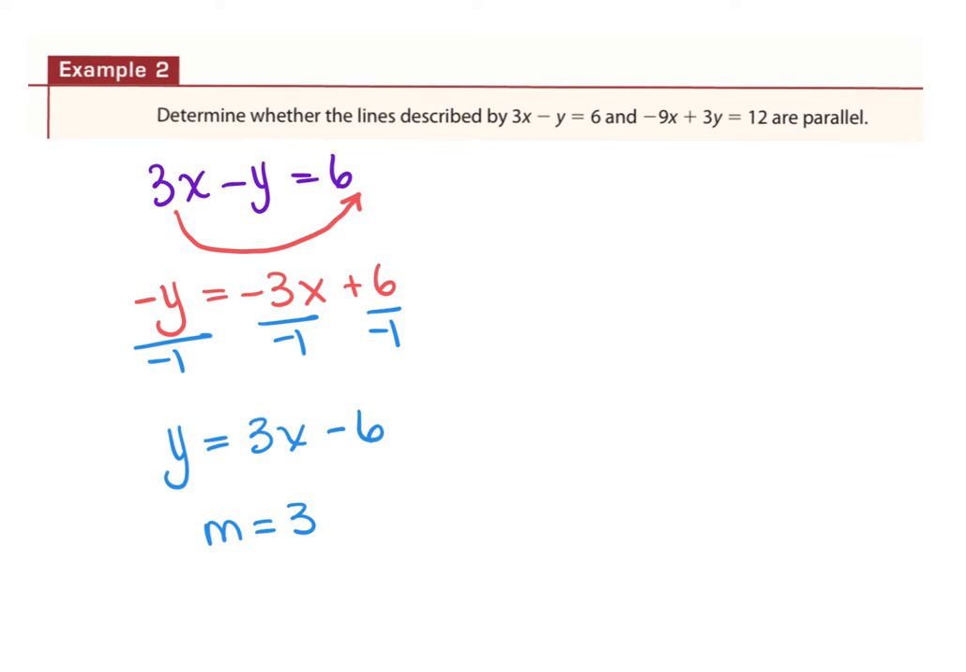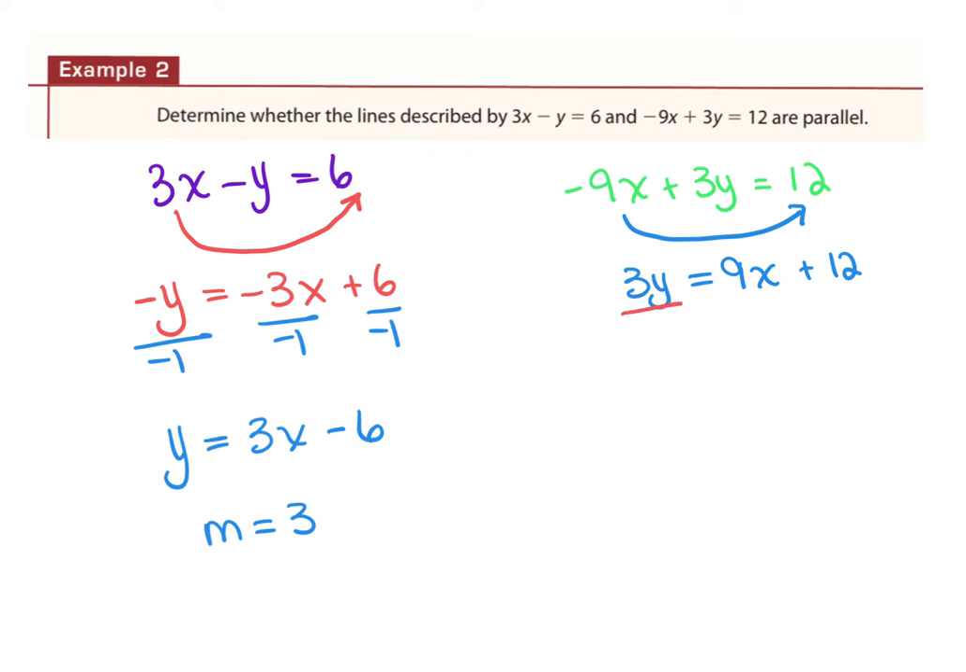Let's look at the next line. We have -9x plus 3y equals 12. All right, once again, I need to move my x over to the other side. So 3y equals, my -9 changes sign because I have flipped it to the other side, +9x plus 12. And then I need to get rid of the number in front of y, so divide everything by that. y equals 3x plus 4.